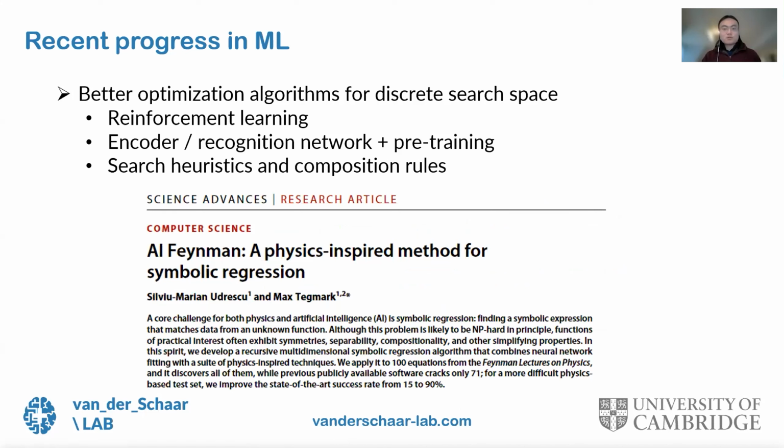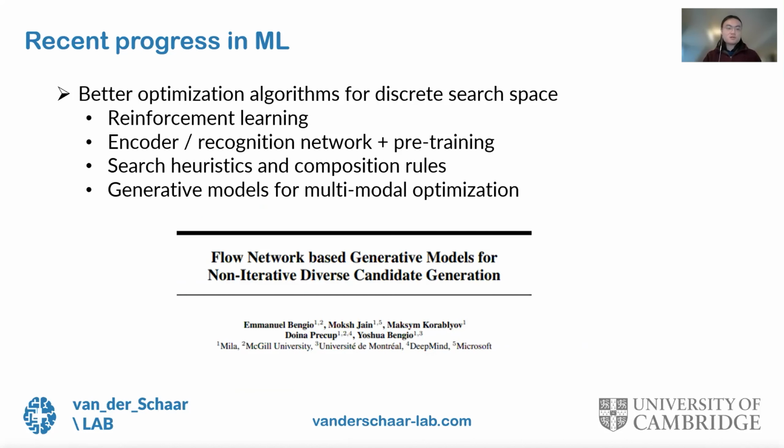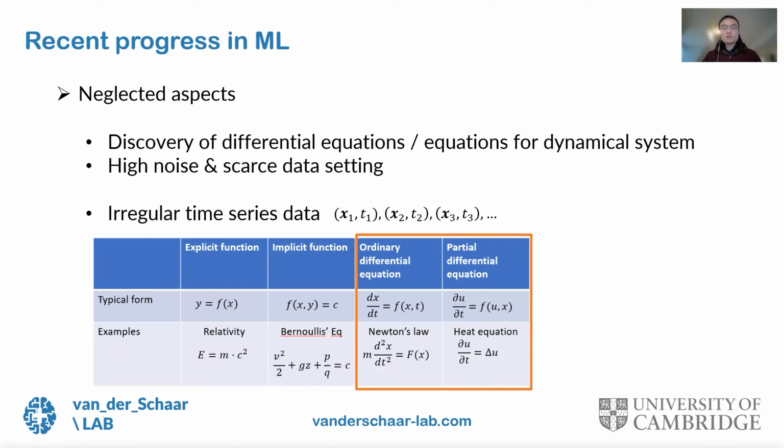A separate line of research is to develop better search heuristics to make the search more effective. A prime example is the work of AI Feynman, which proposes to use composition rules of the equations to divide the main problem into sub-problems and find the equation in a divide and conquer manner. Finally, there are also proposals to use generative models that generate plausible candidates for multimodal optimization. However, the recent works in the machine learning literature kind of only focus on discovering explicit functions as a prediction tool.